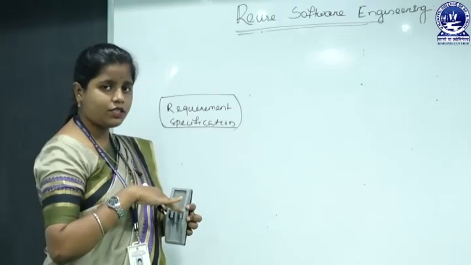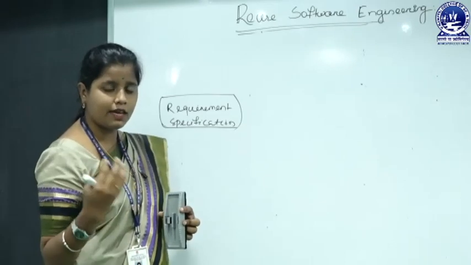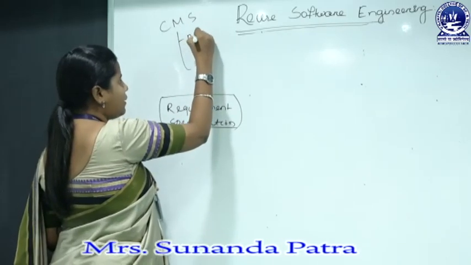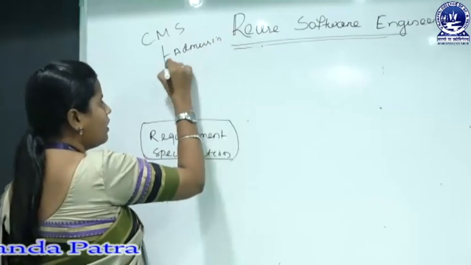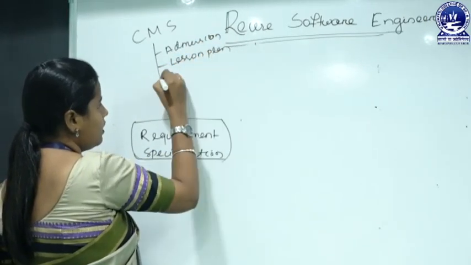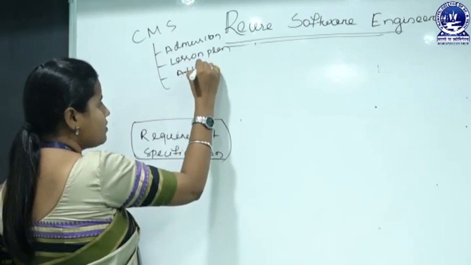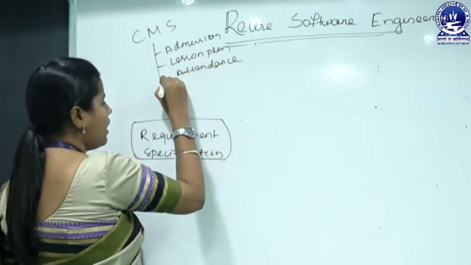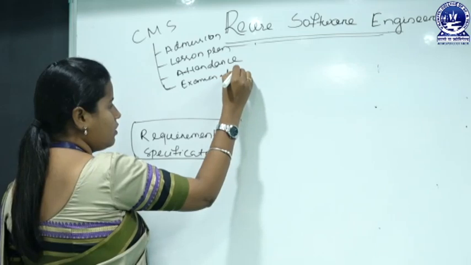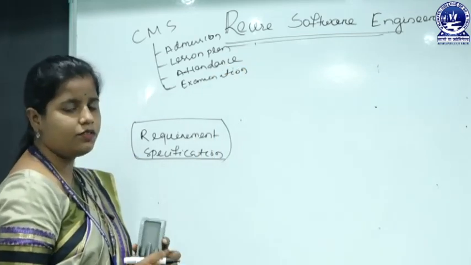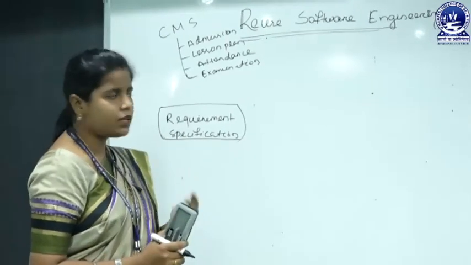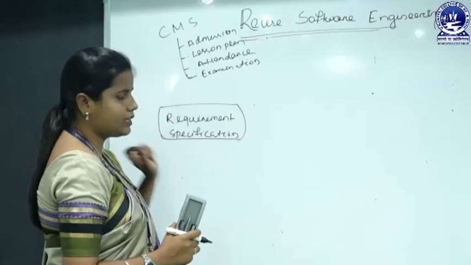Suppose in our last 2 video lectures, we took an example of CMS. So, in case of CMS, what are there? They are admission, lesson plan, another is attendance, and the last one is examination. It will be very easy to understand while I am taking the example of CMS. So, in case of CMS, there are 4 functions, that is admission, lesson plan, attendance and examination.